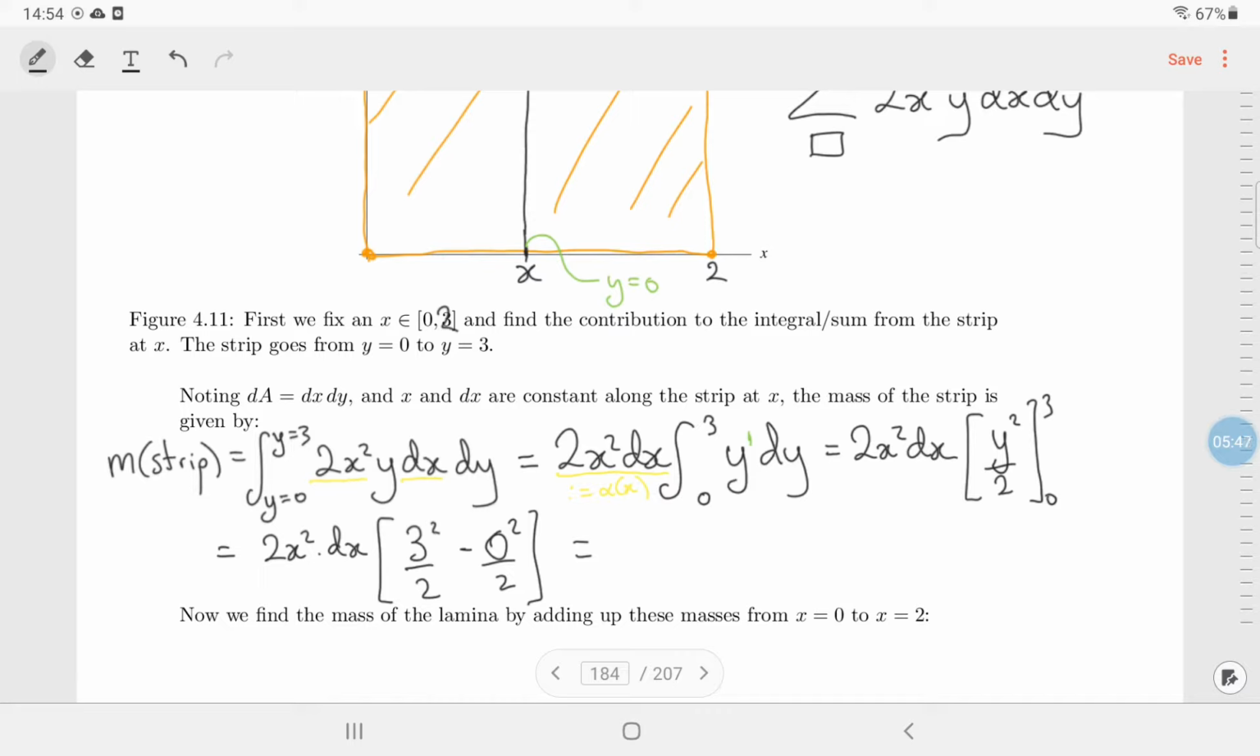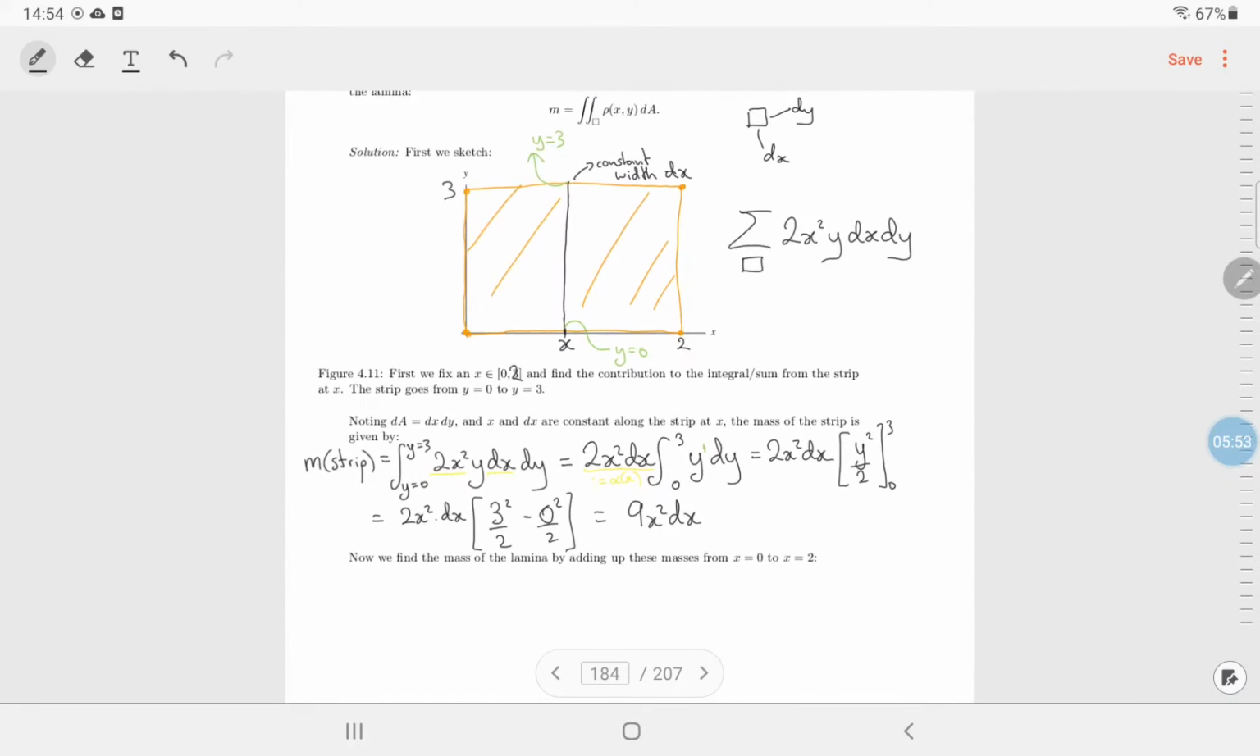So what we get now is 2 by 3 squared over 2, which is 2 by 9 over 2, that's 9. So that's 9x squared dx. And that's the mass of the strip of constant width dx at x. And notice that as x gets bigger, the mass gets bigger. Because of the dx, it's an infinitely thin strip. It has an infinitely small mass.